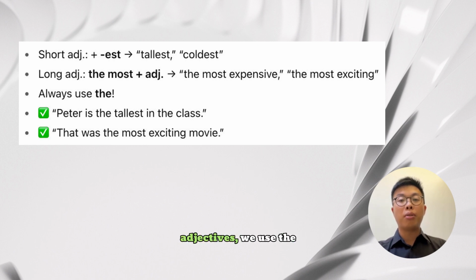For longer adjectives, we use the most before the adjective. For example, this is the most expensive restaurant in the city, or that movie was the most exciting I've ever seen. Always remember to use the before superlatives: the tallest, the most expensive, the best.